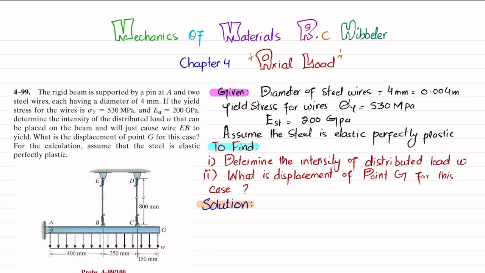So let's start with the solution. What will be the first step? The first step is that if you remove this pin support at point A, you will have a reaction force RAY, and a horizontal reaction force RAX. Similarly, if you remove wire BE, there will be a vertical reaction of wire EB on this beam, which is FEB, and similarly for CD the vertical reaction force offered by wire CD will be equal to FCD on the beam.